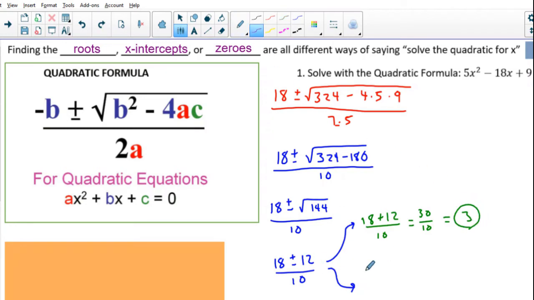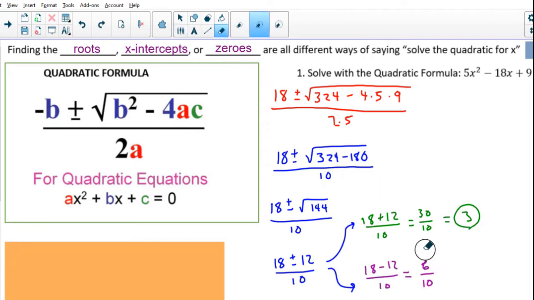To get the other one, I just need to do now 18 minus 12 over 10. So 18 minus 12 is 6 divided by 10. Here, instead of dividing this, instead of getting a decimal, let's just go ahead and reduce this fraction. So instead of 6 over 10, I can reduce this to 3 over 5, 3/5. So both of these answers would be our zeros. Both of these would be our x-intercepts.